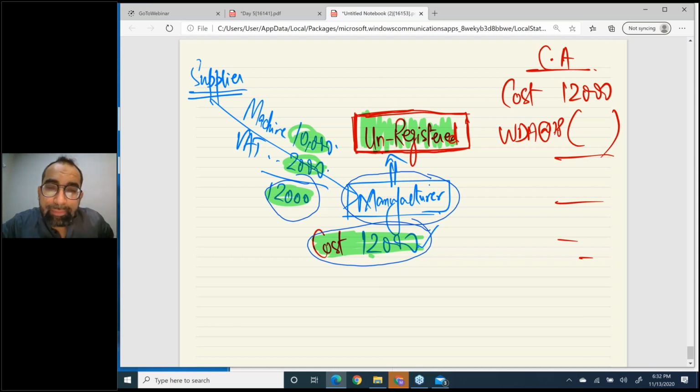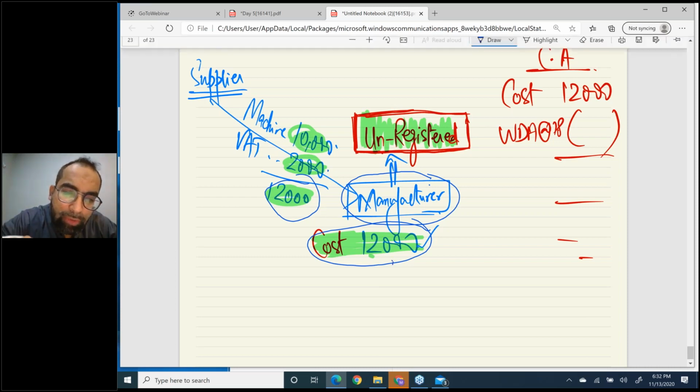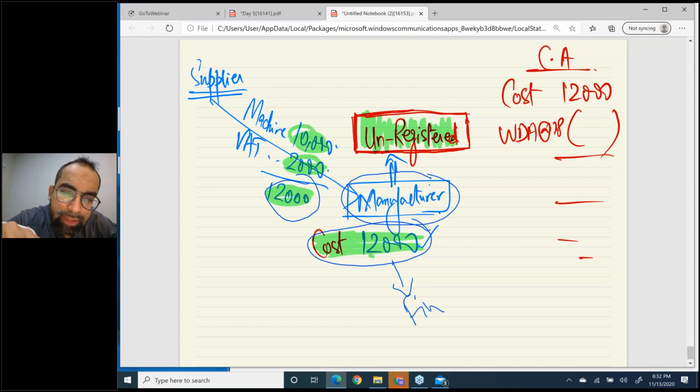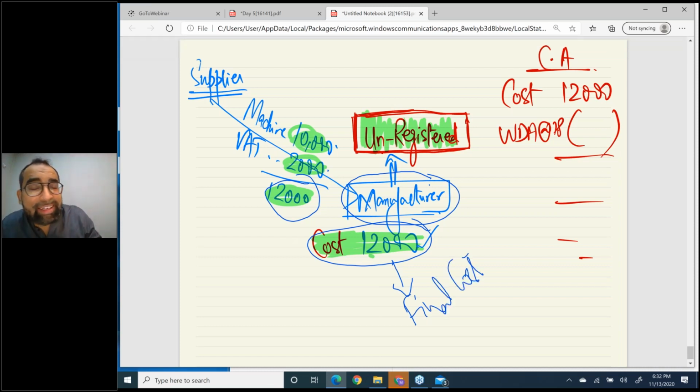So now listen, this 12,000 is full and final cost for him. He can't take refund. He can't claim any input VAT. So when the 12,000 is full and final cost, this 12,000 will go here. Now he will claim capital allowances on 12,000 directly, right?